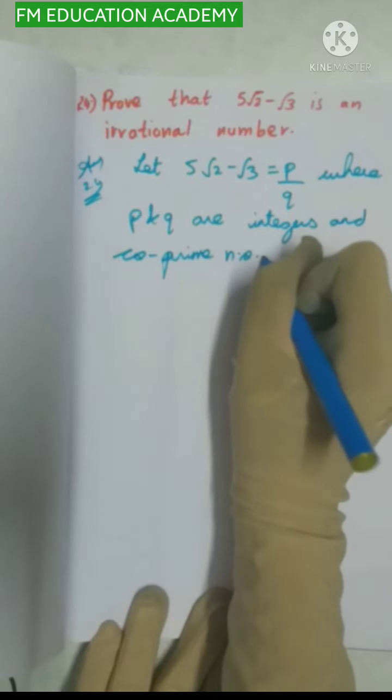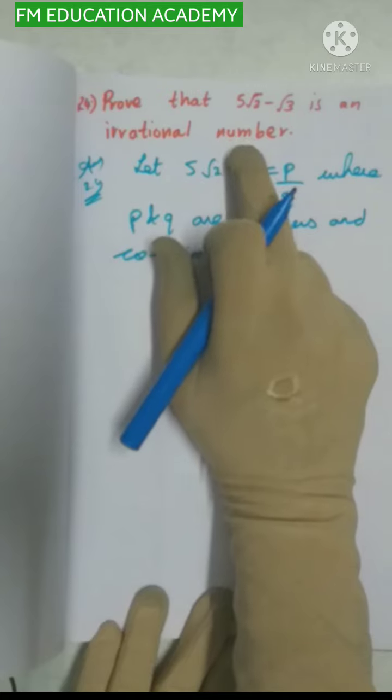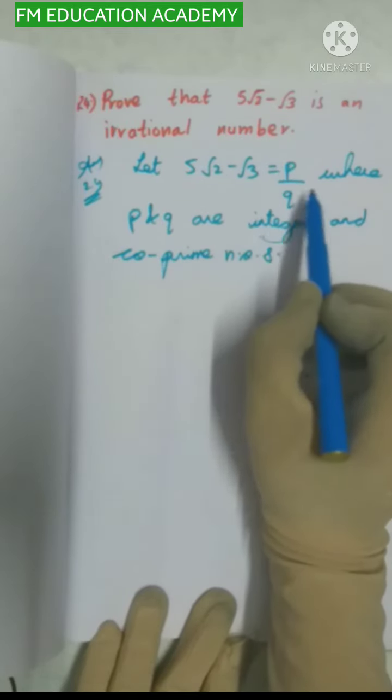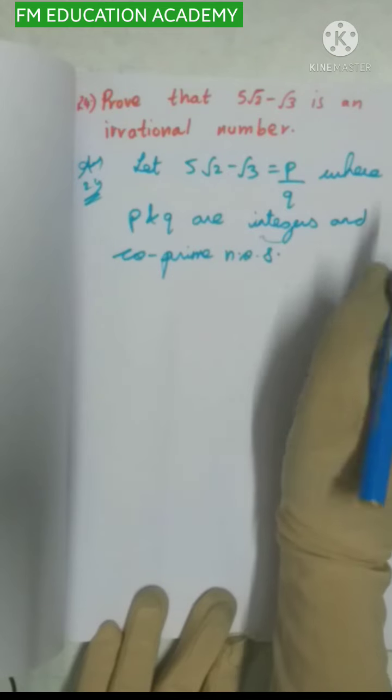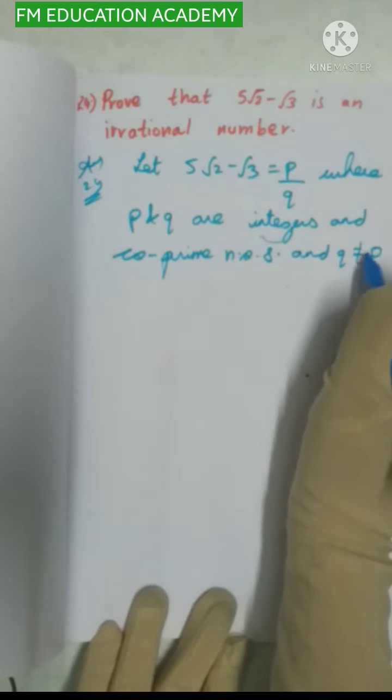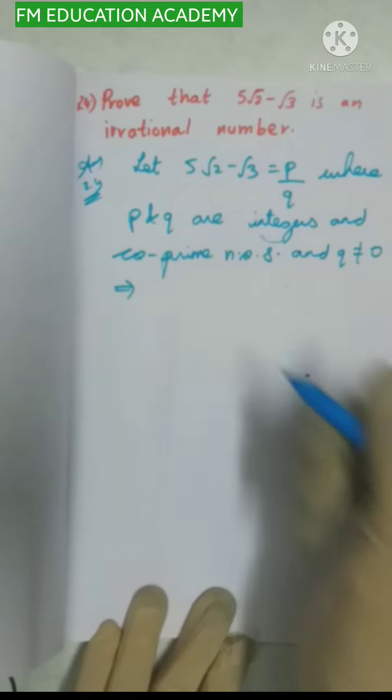This statement is common for all the questions in which we have to prove the number is an irrational number. So let 5 root 2 minus root 3 is equal to p by q, where p and q are integers and co-prime numbers and q not equal to 0. Okay, next what to do?